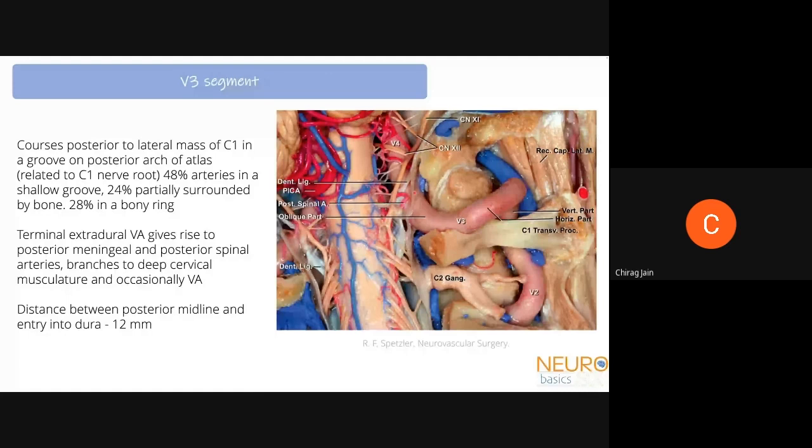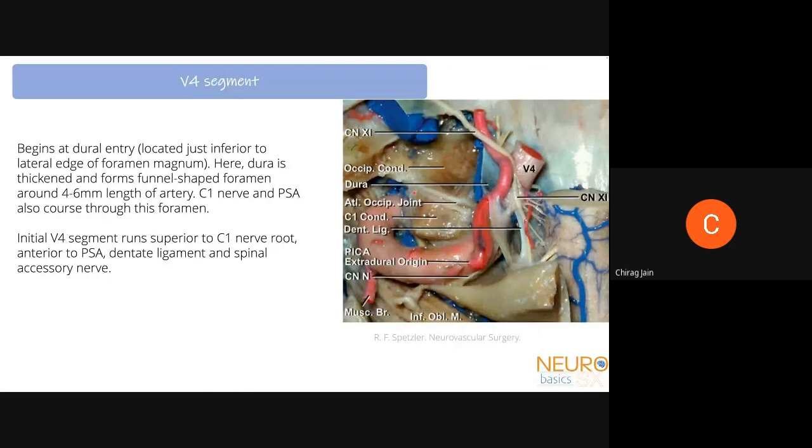Finally, the last segment of the vertebral artery is the V4 segment, and the V4 segment begins where the artery is going to penetrate into the dura. So this is located just behind and below the foramen magnum lateral edge. Here, the dura is going to be a little bit thicker than the other areas of the dura, and it is going to become slightly funnel shaped and cover about 4 to 6 millimeters length of the artery.